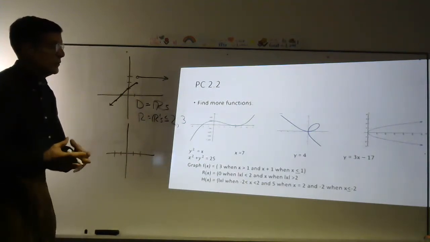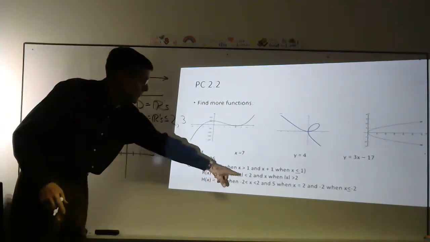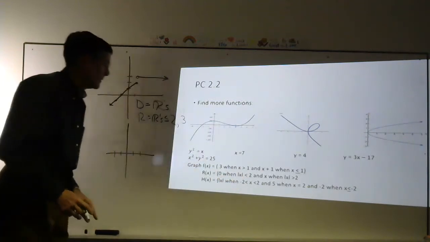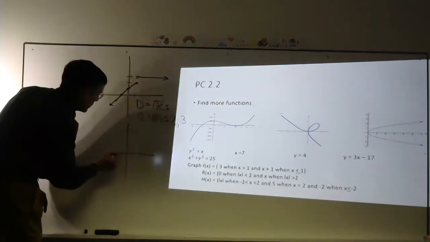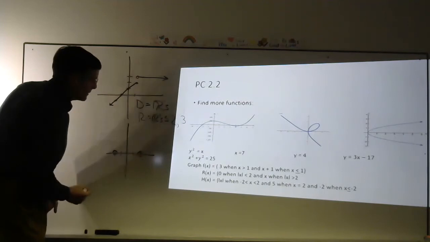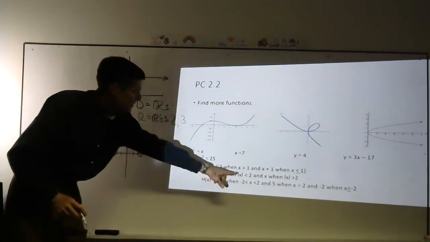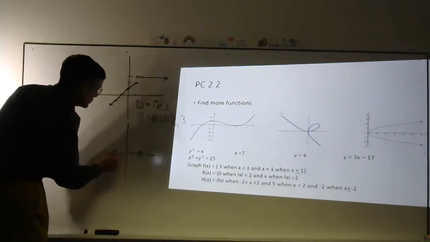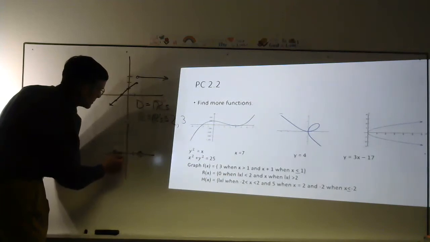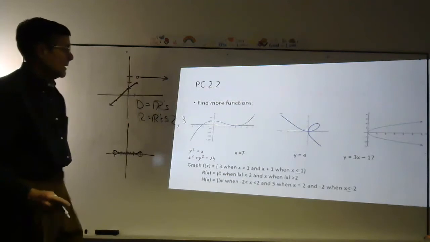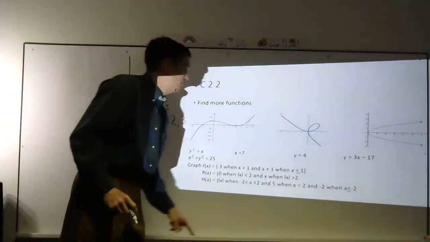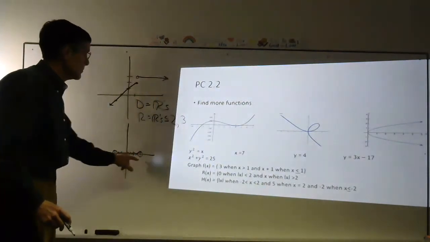Am I allowed to use 2 or -2? No, it's strictly less than. So I have open circles on 2 and -2, and all the x's in between go to 0. So I'm in here. Okay? Now, when the absolute value of x is bigger than 2, I'm still not using 2 or -2.